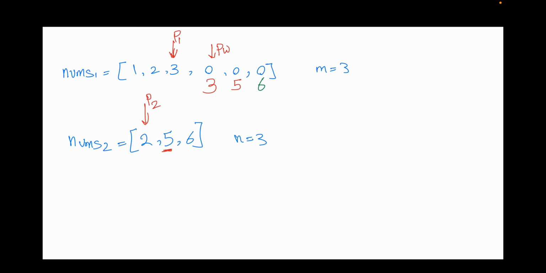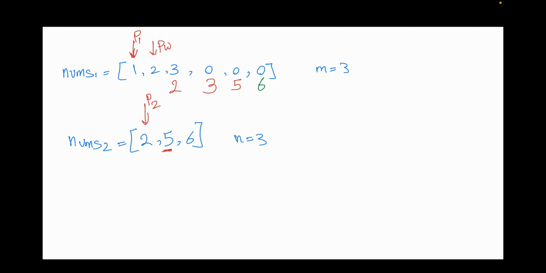We can see that 3 is greater than 2, so we put 3 here, and we decrease p1 and pw here. And then we compare 2 with 2. We put 2 here, and we can choose this one or the p2. We decrease this value, we decrease this value.